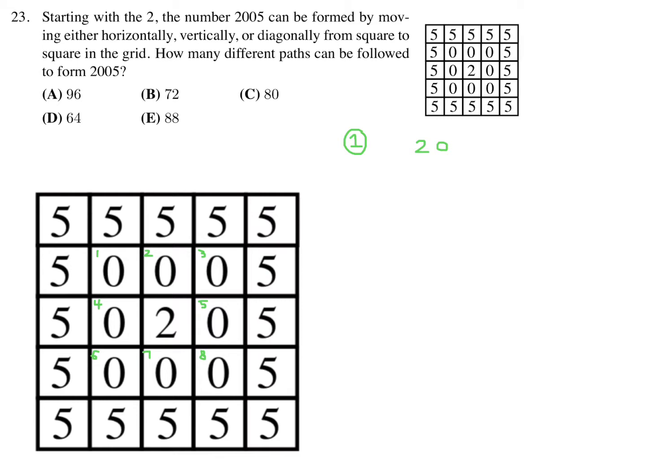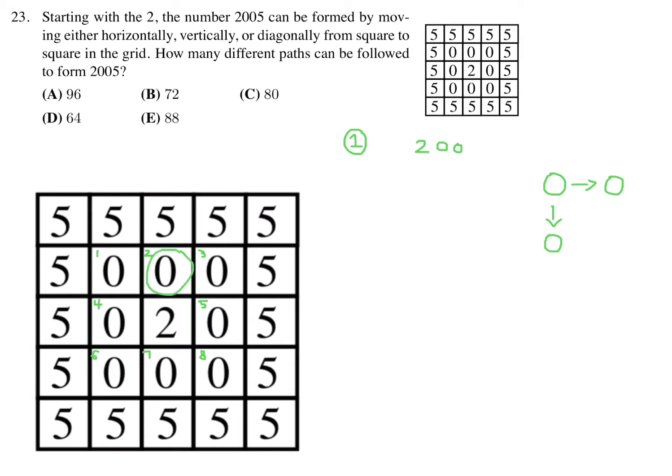Well, to create a 0, I can only go here or here, correct? So let me draw that here. I've got a 0. I can only go here or here. Now, when I get to this guy right here, which is represented in my diagram, I have to get a 5, right? Because I'm at 200 so far. That's no good. I've got to get 2005.